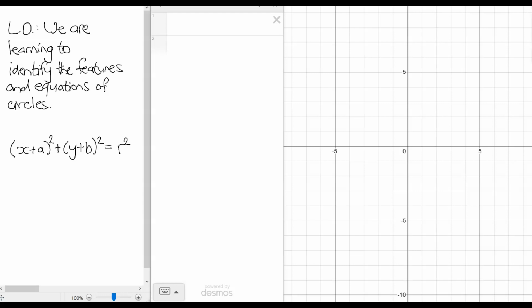Today's learning objective is on the left. We are learning to identify the features and equations of circles. And this is a new type of graph. We didn't learn this in our previous topic.